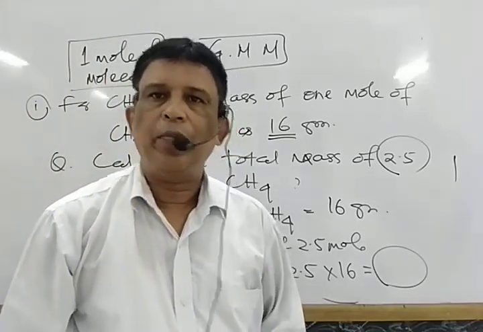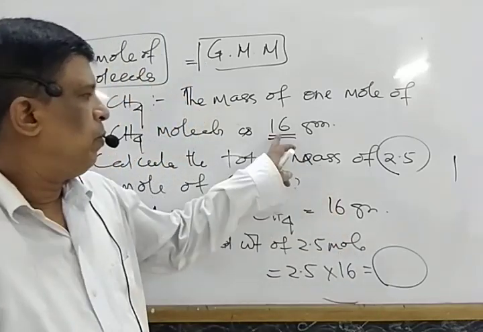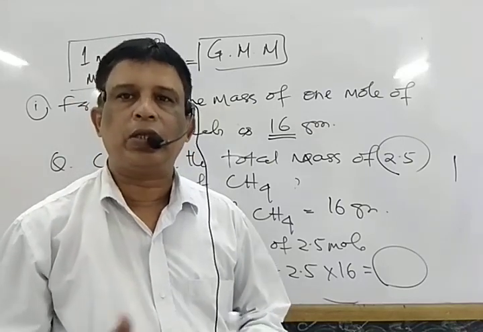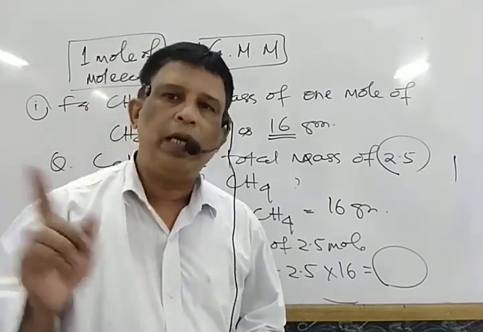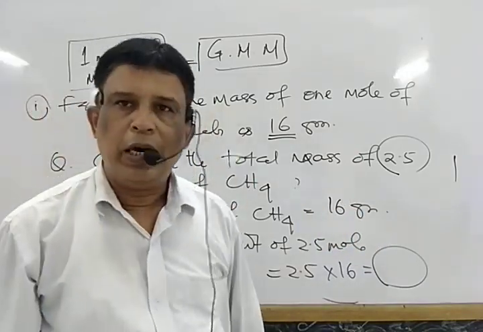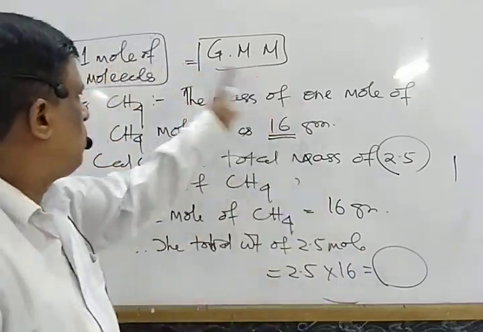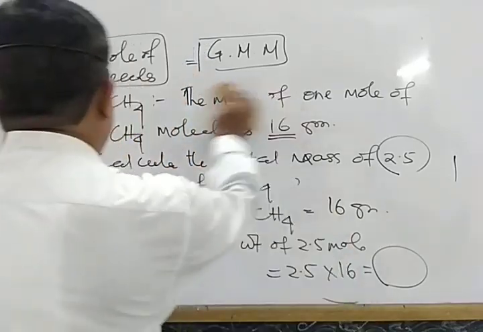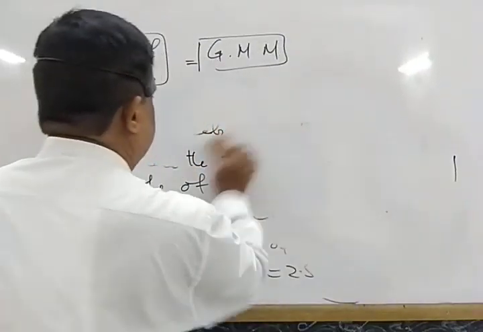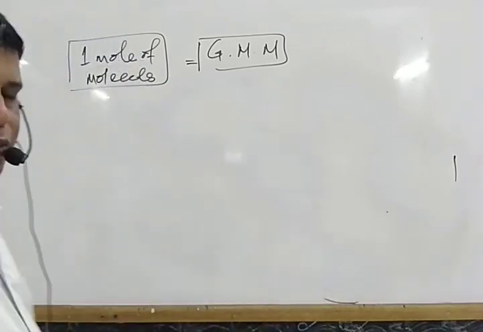As the gram molecular mass depends upon the formula, the concept is the same. If we change to methane, ammonia, carbon dioxide, water, H2SO4, HCl, the mass changes depending upon its formula. But whatever it may be, 1 mole is equivalent to its molecular mass. Then reverse the relationship: molecular mass with mole.